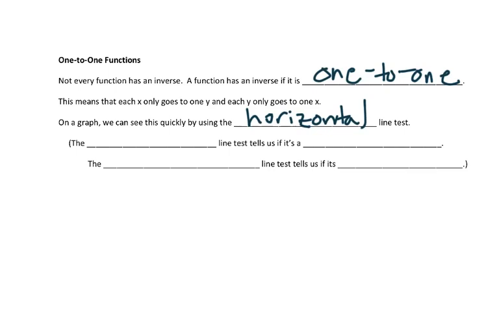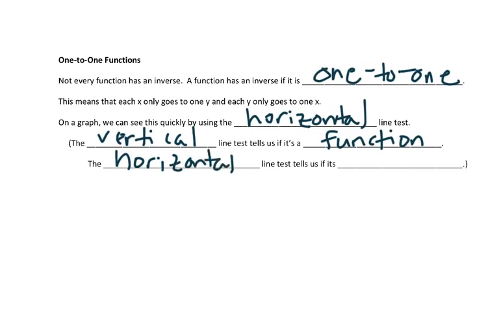So just remember, you have to keep this straight. The vertical line test tells us if it's a function. We did that in 2.1, the very beginning of the chapter. The horizontal line test tells us if it has an inverse or if it's 1 to 1.